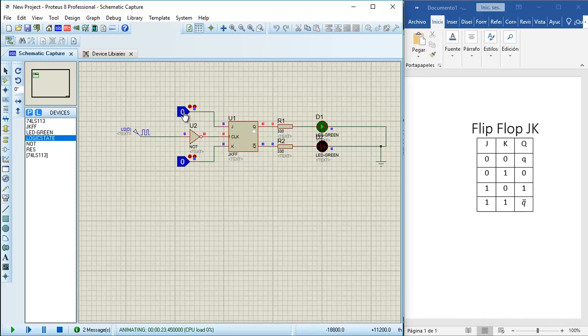And when we have 1 and 1, the state will be inverted, and as the clock is sending alternate signals, the result will alternate between Q and Q negated. So we can see that our flip-flop circuit is working.